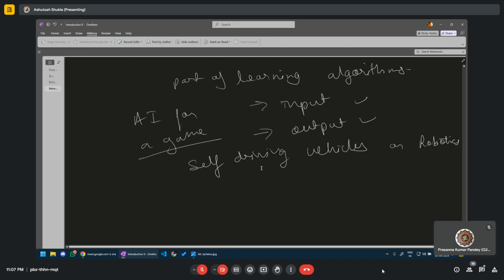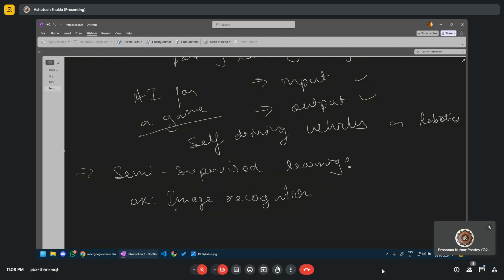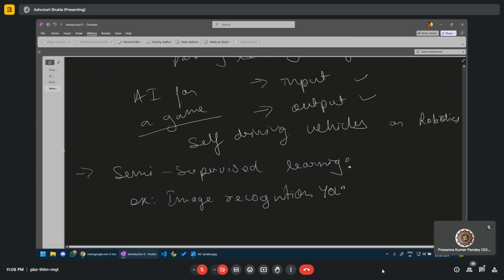Okay. Then there is semi-supervised learning. Semi-supervised learning is more of a text and image thing. Let's just go with image recognition, for example. What was that model that we were working on the other day? It had a really good example of this, YOLO V8. That's an example of that.